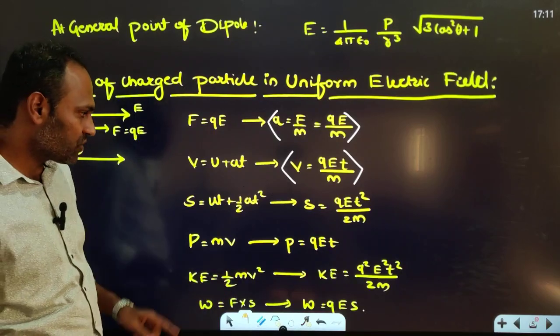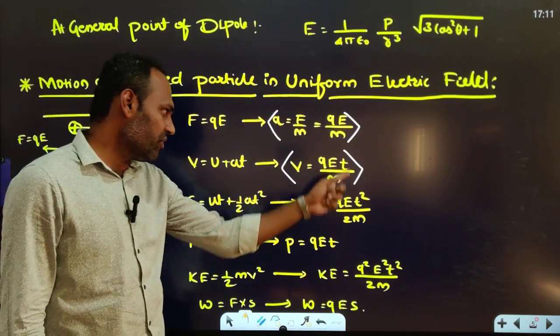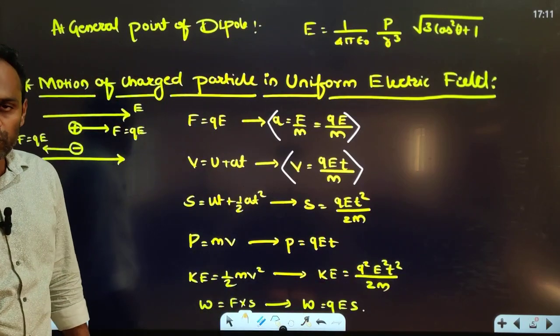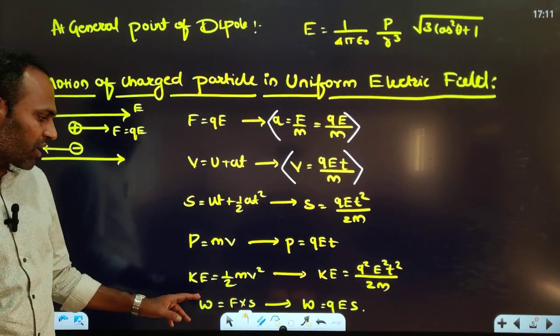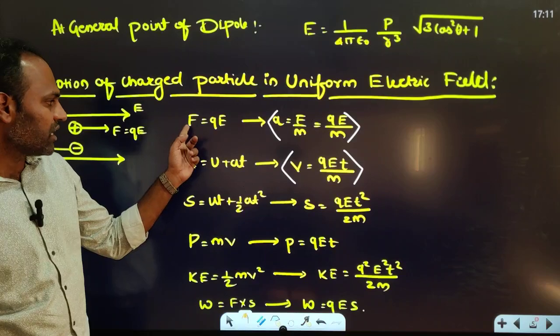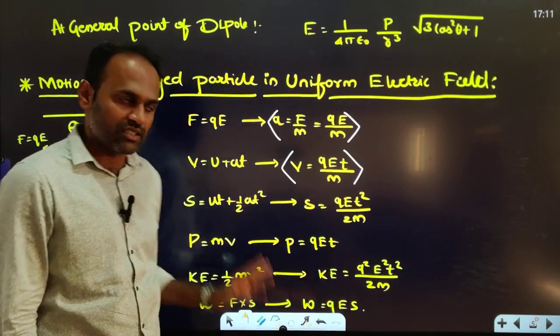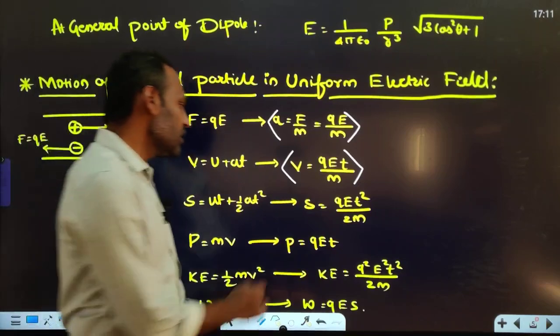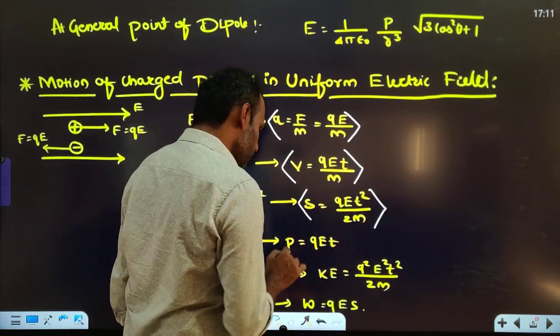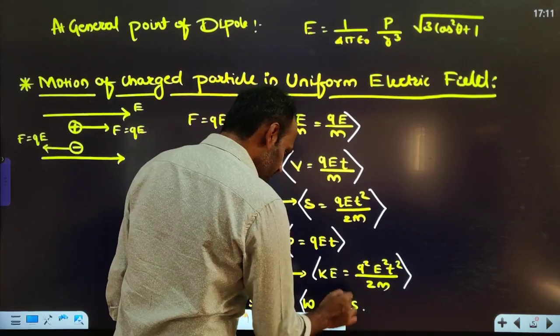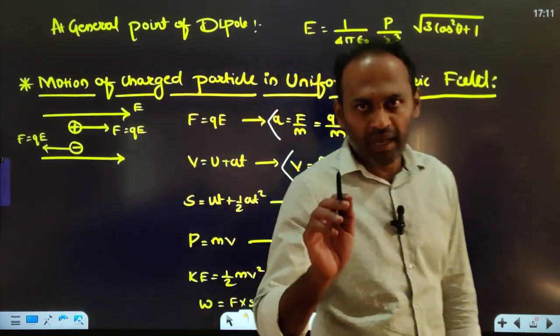Kinetic energy, half mv square, right? So V square, V is here, you square it and substitute, you will get kinetic energy equal to Q square E square T square divided by 2M. Work done, force into displacement. So we have force, we have displacement, substitute and calculate, you get QES, this is the work done, right? These are the formulas of acceleration, force, velocity, displacement, momentum, kinetic energy and work done whenever a charged particle is moving in a uniform electric field.